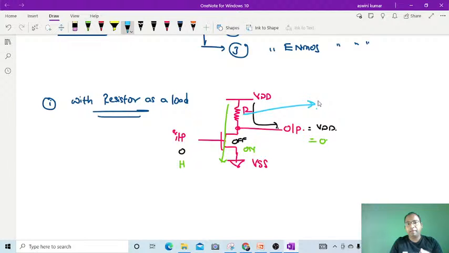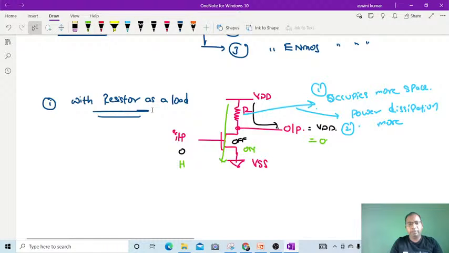Now in this case, what is the drawback with this one? Whenever we are fabricating the resistor in integrated circuits, the resistor occupies more space, and this resistor will be continuously taking power. Whether you are operating or not, the resistor continuously takes power, so the power consumption or power dissipation will be more. Okay, these are the 2 points that we can take from this one. So it is done with resistor as a load.